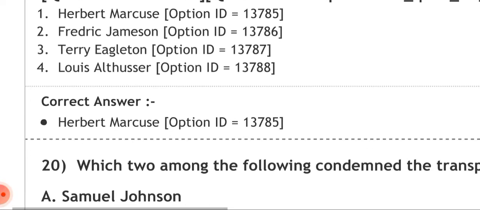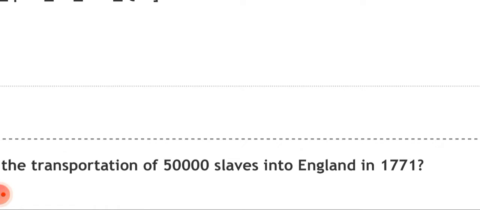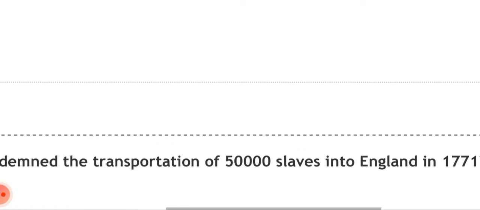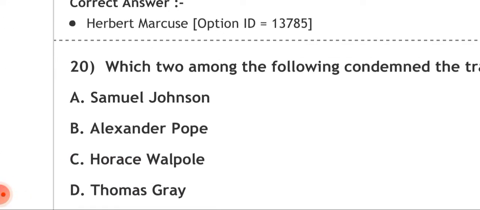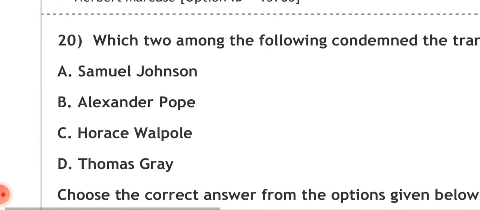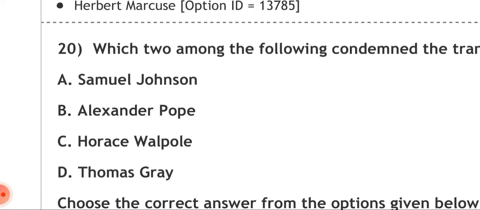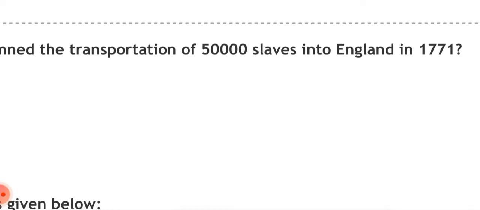Next question. Which two among the following condemned the transportation of 50,000 slaves into England in 1771? So this is a question that comes from history, but this also relates to literature. That's why it is asked. So keep in mind this kind of question also you can expect. The options are Samuel Johnson, Alexander Pope, Horace Walpole, Thomas Gray. The choices are A and B, B and D, B and C, A and C. The correct answer will be A and B. Means Samuel Johnson and Alexander Pope were the two people who condemned, who had rejected the transportation of 50,000 slaves into England in 1771.